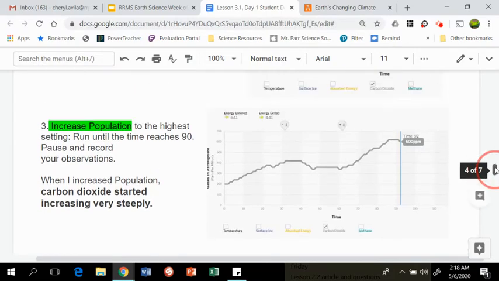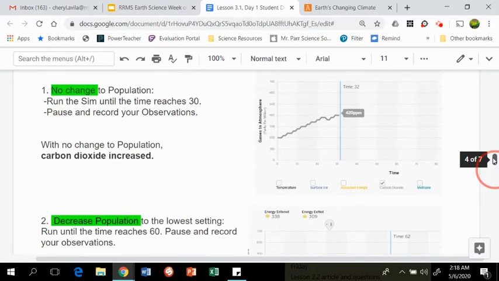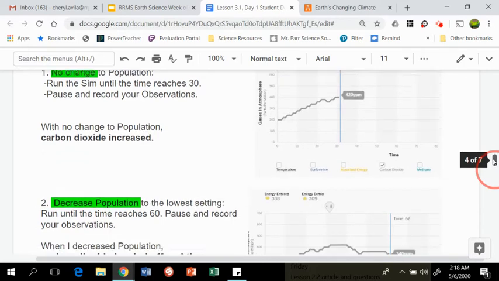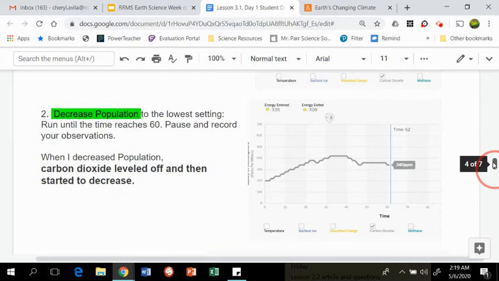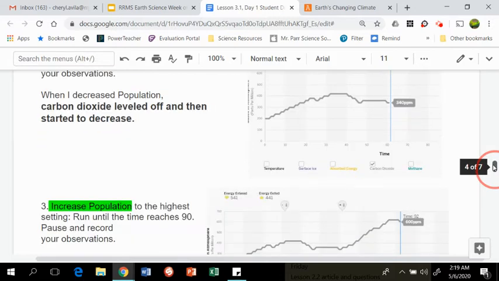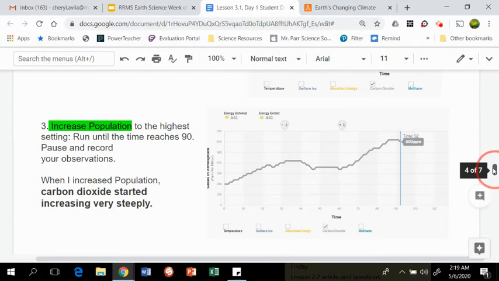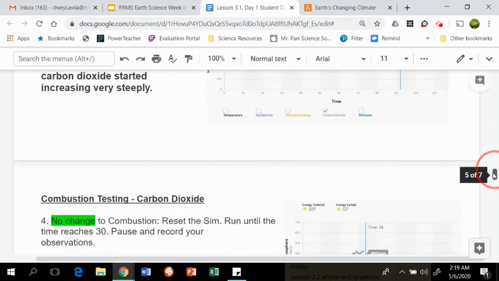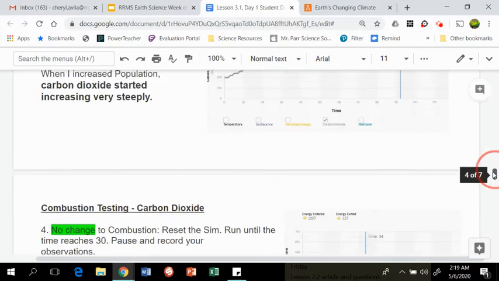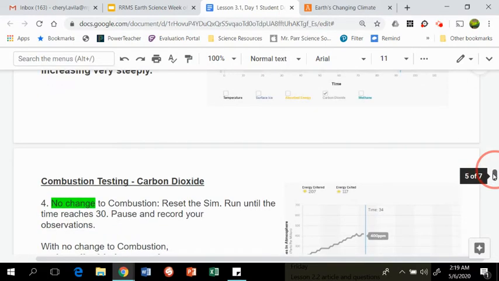So with the population that it is now, the carbon dioxide is going to increase. If the entire human population was wiped out somehow, that carbon dioxide would level off and then start to decrease. If we have a population boom, if populations across the world really increase, the carbon dioxide would increase very quickly and rapidly.